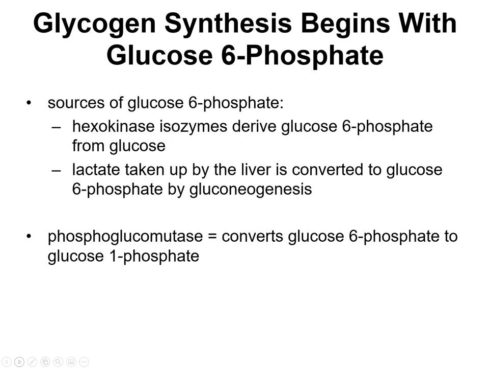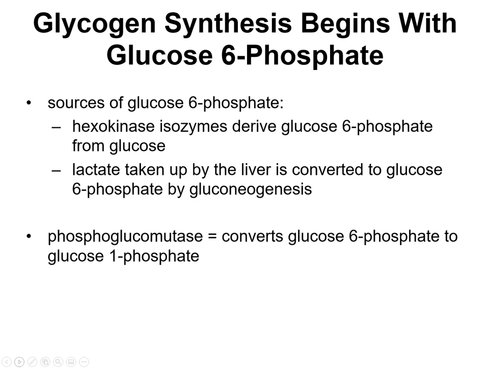So let's begin the process of glycogen synthesis. You take glucose 6-phosphate, which can be from one of the hexokinase isozymes. Remember, that takes glucose and slaps on a phosphate group. It can also be from lactate. So remember that lactate can be used to form pyruvate and then go through gluconeogenesis to create glucose 6-phosphate. Between those couple of sources, you've got a good pool of glucose 6-phosphate.